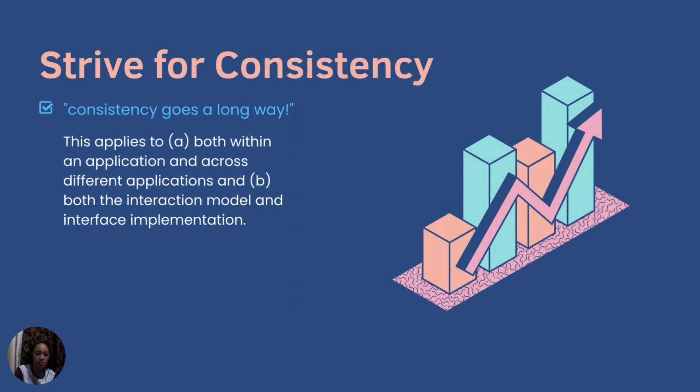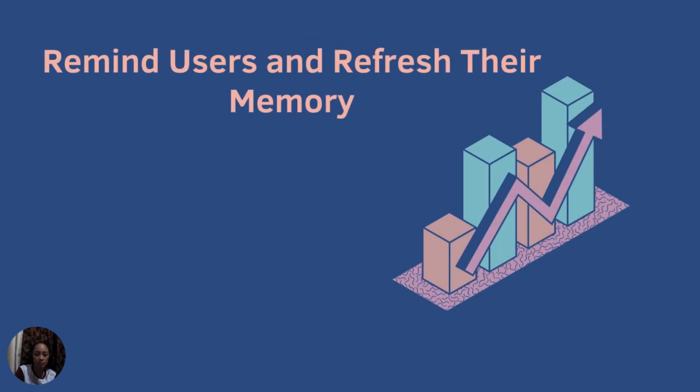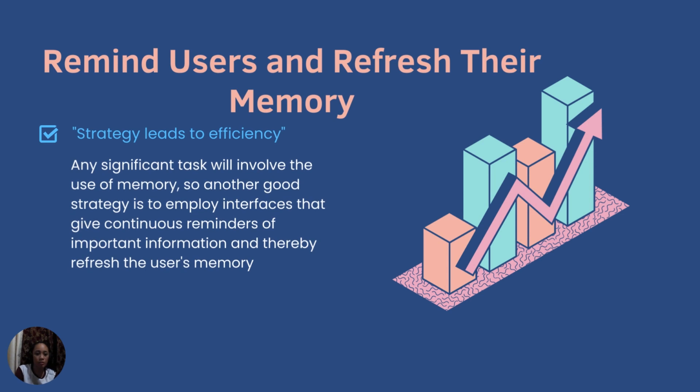Strive for consistency. This applies both within an application and across different applications, and to both the interaction model and the interface implementation. Then, remind users and refresh their memory. Any significant task will involve the use of memory, so another good strategy is to employ interfaces that give continuous reminders of the important information, thereby refreshing the user's memory.